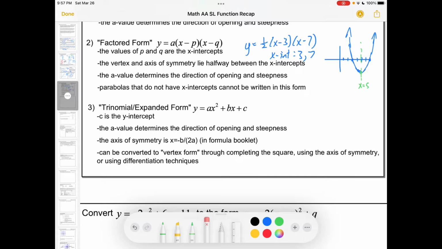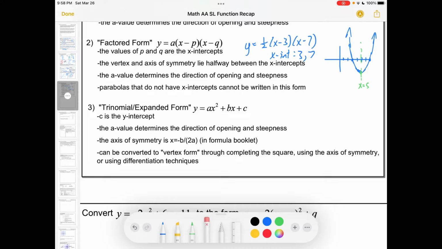That leads us to a third form in which you might see a parabola presented to you. That's trinomial or expanded form. And this one isn't good for a whole lot. c is the y-intercept, because if you put 0 in for x, that's all you'll be left with. a still determines the direction of opening and steepness, but those key features like x-intercepts and the location of the vertex are not known to us.